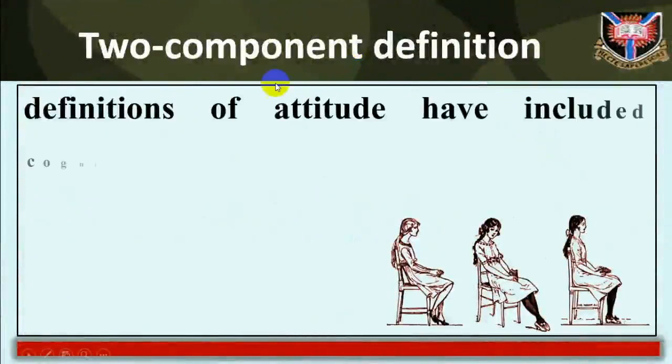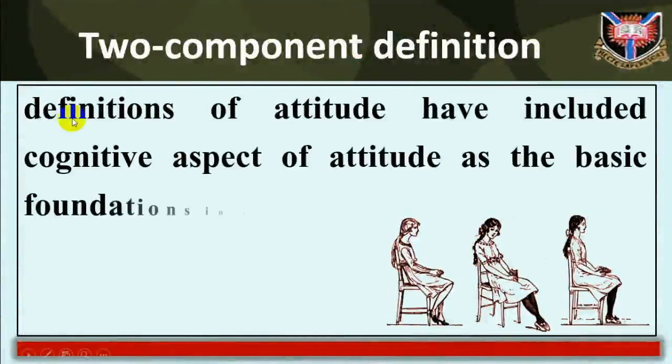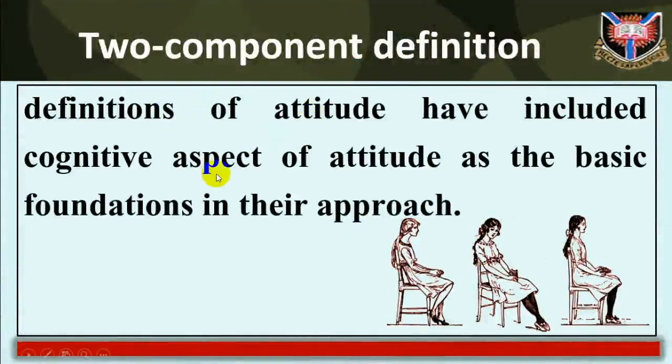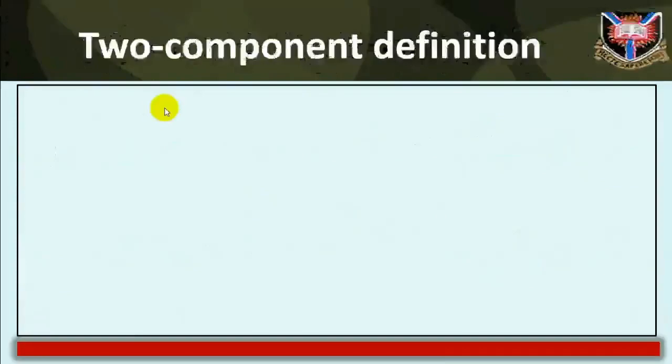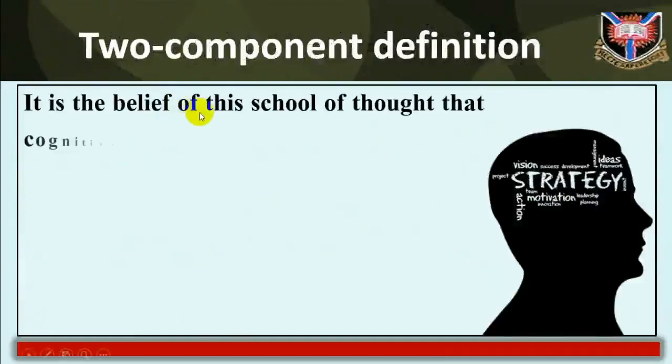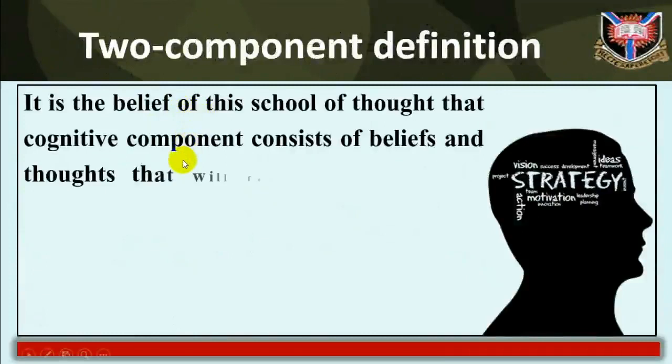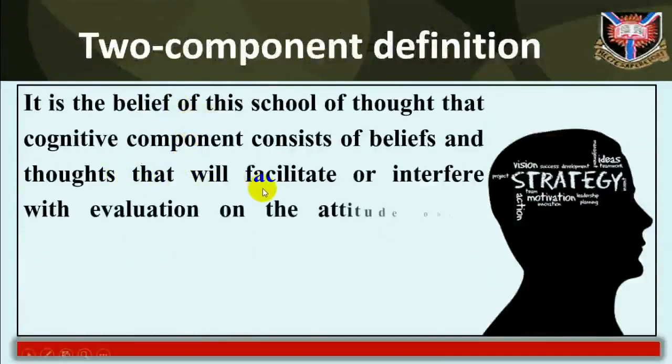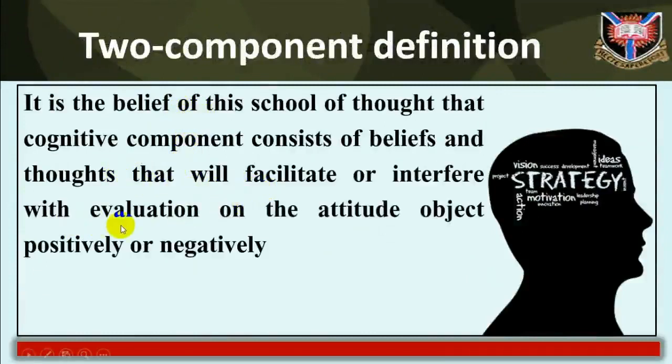Two component definition. Other definitions of attitude have included cognitive aspects of attitude as the basic foundations in their approach. It is the belief of this school of thought that cognitive components consist of beliefs and thoughts that will facilitate or interfere with evaluation of the attitude object positively or negatively.